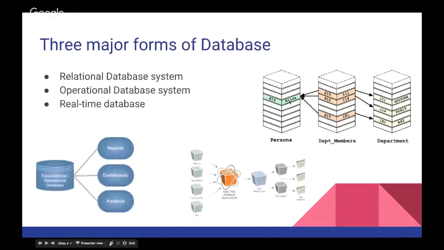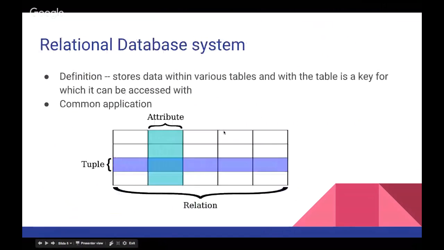The three major forms of database I will talk about today are relational database, which you can see right here, and then operational database, which is right here, and real-time database.